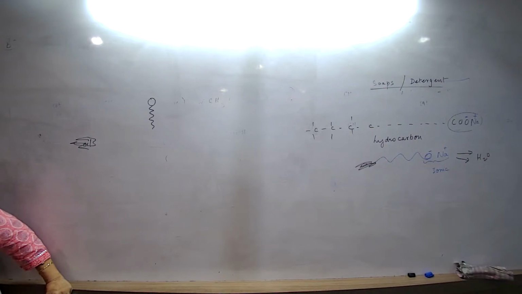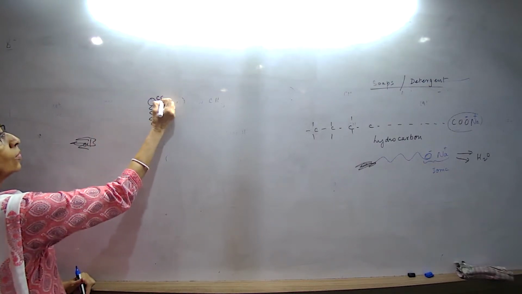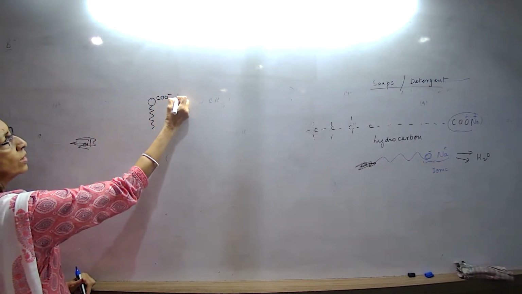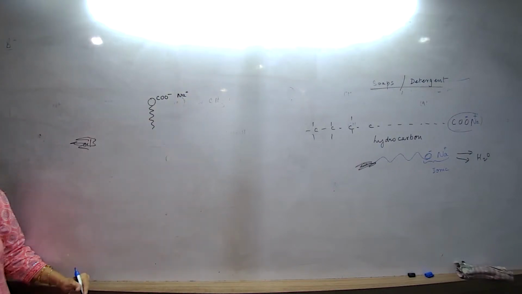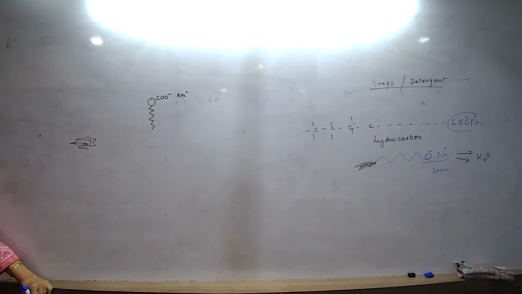Okay. Where is the charge? Is it the head or the tail? The head part of it, because it contains the COO negative and the sodium salt. Is that okay? What does the tail part consist of? Hydrocarbons. Very good. It's only the hydrocarbon.